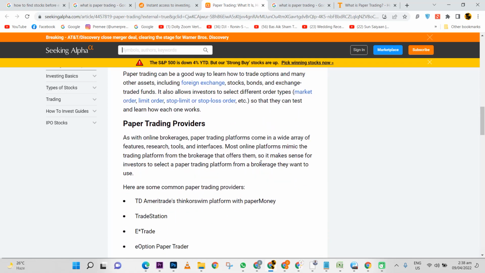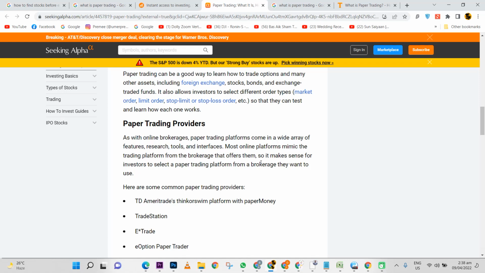So, paper trading providers. As with online brokerages, paper trading platforms come in a wide array of features, research tools and interfaces. Most online platforms mimic the trading platform from the brokerage that offers them. So it makes sense for investors to select a paper trading platform from the brokerage they want to use.